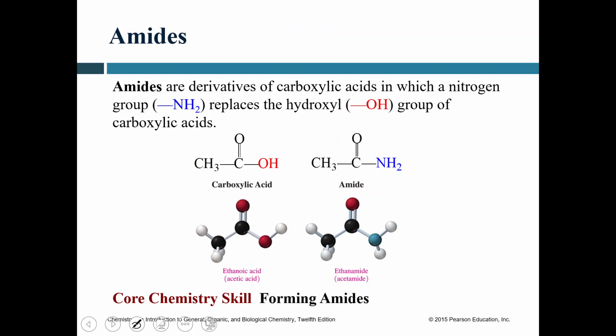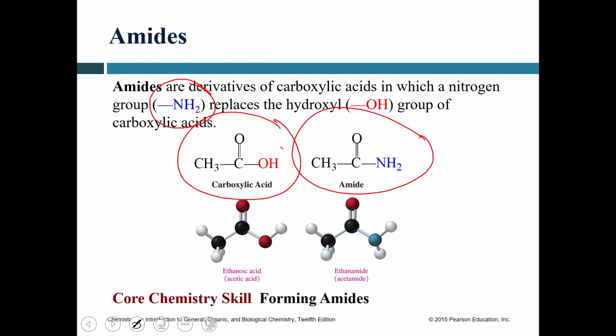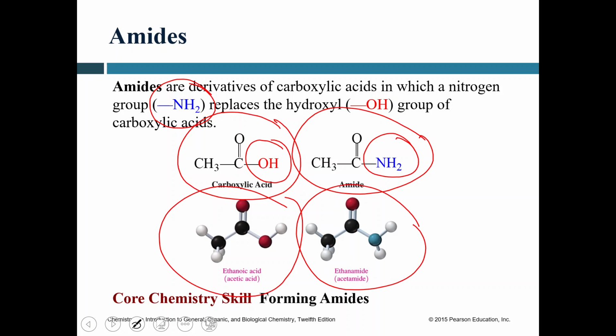Amides are derivatives of carboxylic acids, and in amides the amino group NH2 replaces the hydroxyl group, resulting in this compound. So here's the carboxylic acid with the hydroxyl group. If you replace it with the amino group, you get an amide. So you go from ethanoic acid to ethanamide, or acetamide.